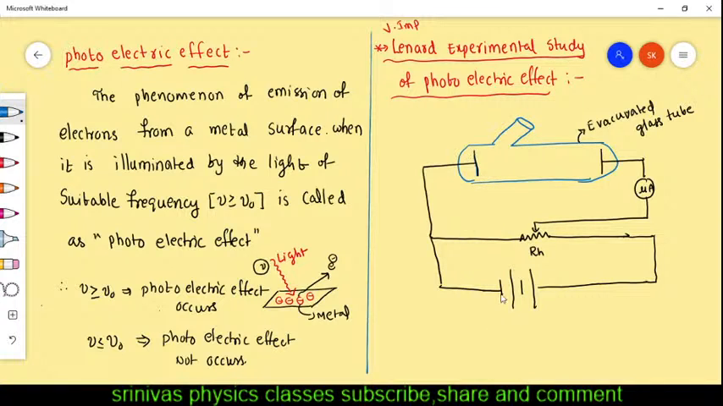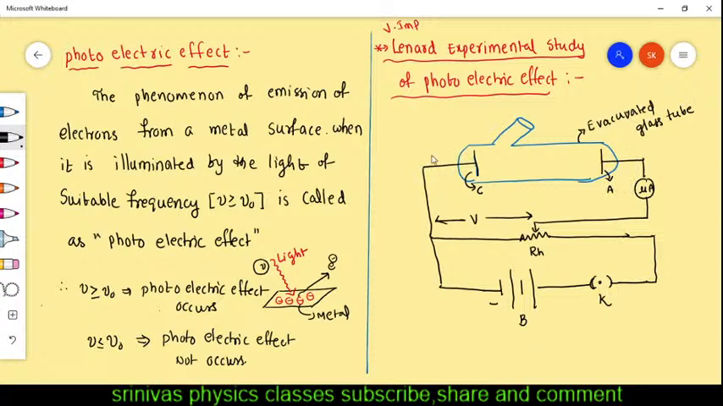In this, what are the various parts? Here we can also use a plug key. This is a plug key. This is a battery. It has some potential difference between these two points. Why are we using the rheostat here? The rheostat is used to change the potential difference. This is the cathode, which we connect to the negative terminal of the battery, and this is said to be the anode.